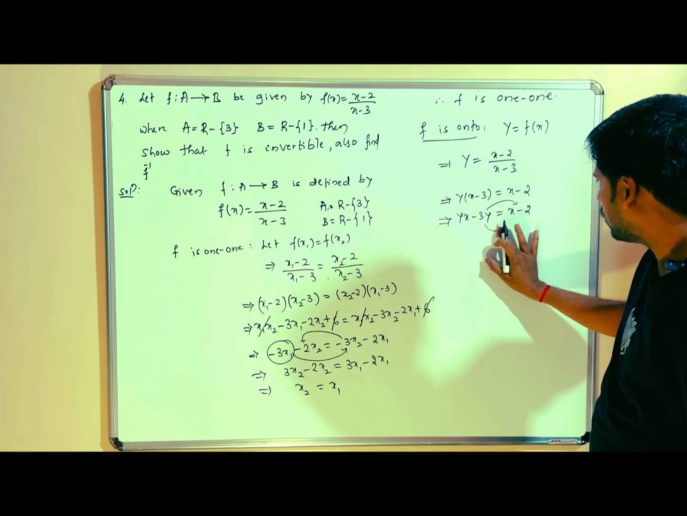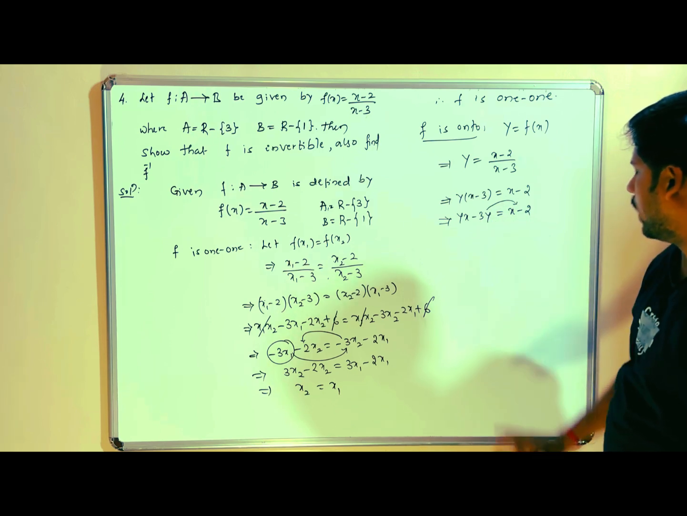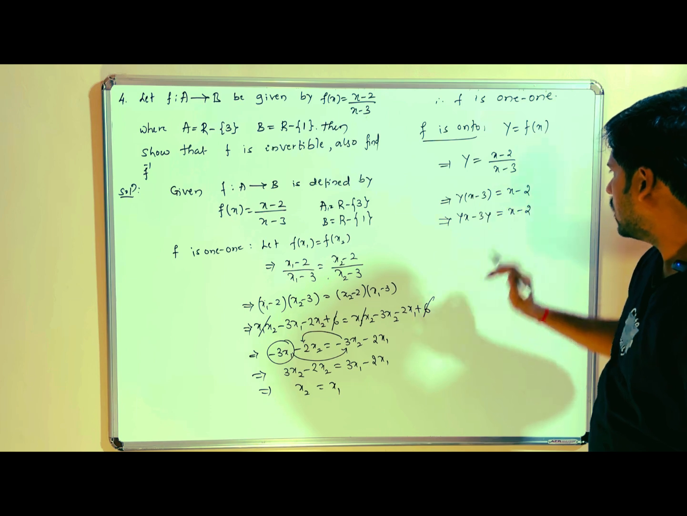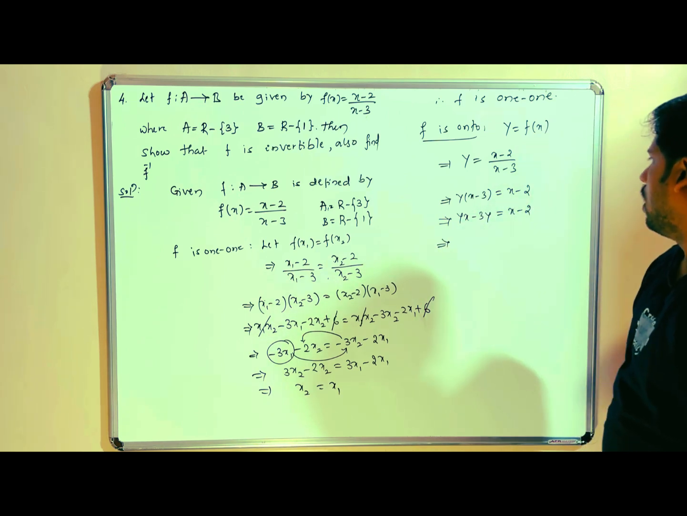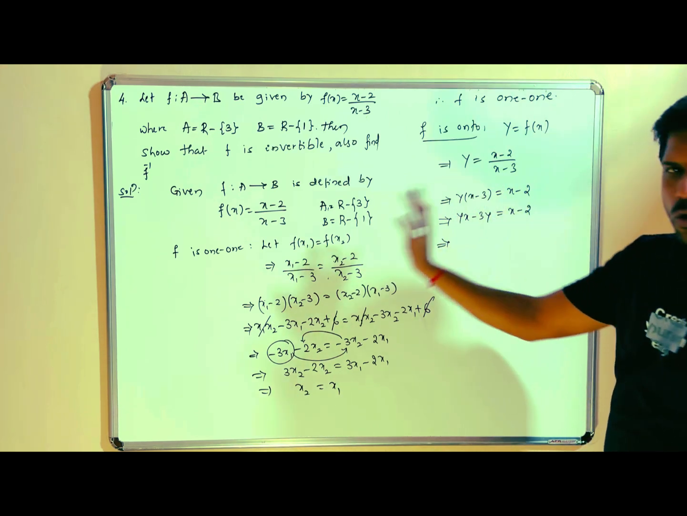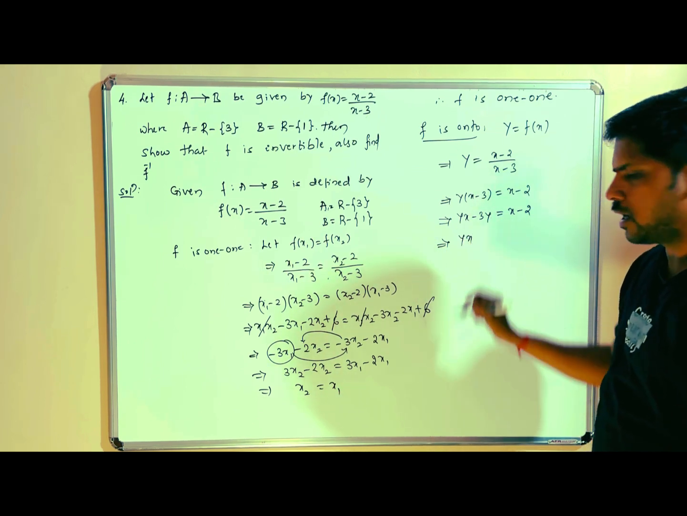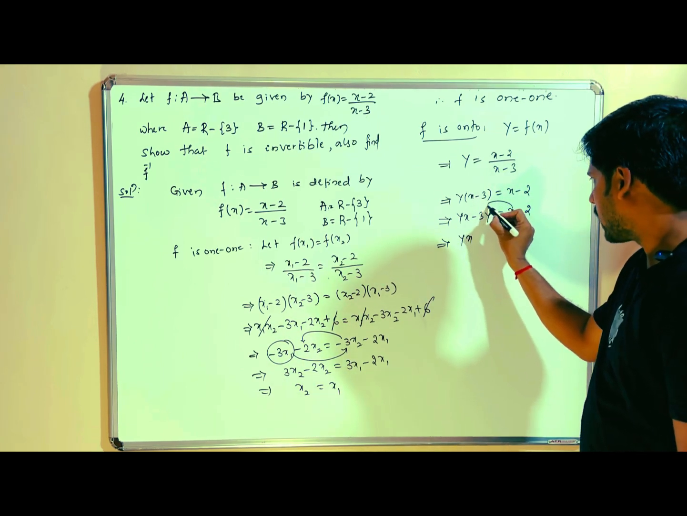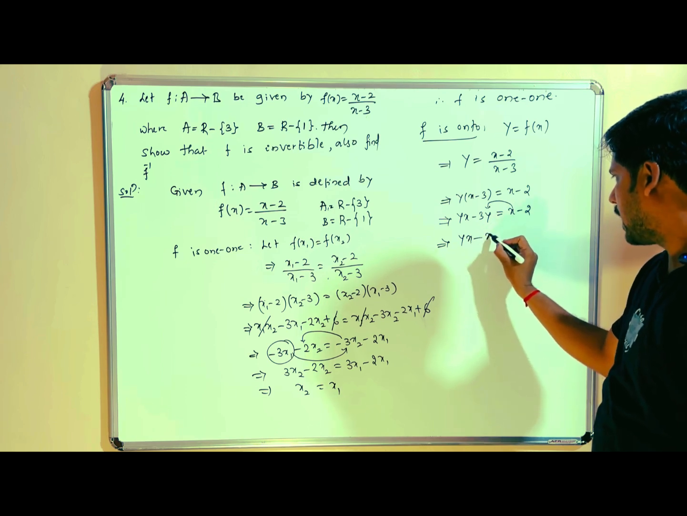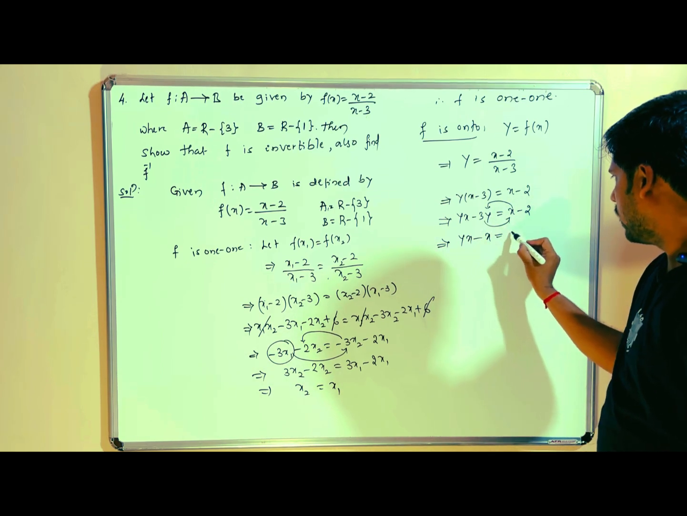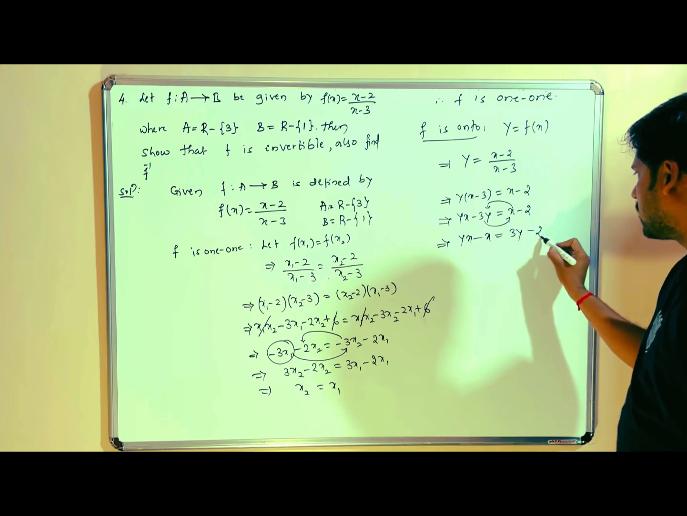Keep the x terms on one side and the y terms on the other. So here yx, I will keep as it is, and transfer x to this side as minus x. Now transfer this minus 3y to the RHS. We get plus 3y minus 2.